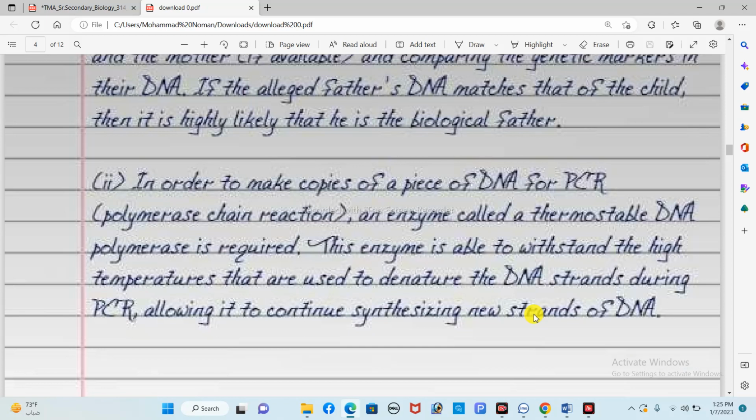Number two, in order to make copies of the piece of DNA for PCR, polymerase chain reaction, an enzyme called thermostable DNA polymerase is required. This enzyme is able to withstand the high temperatures that are used to denature the DNA strands during the PCR, allowing it to continue to synthesize the new strands of DNA.